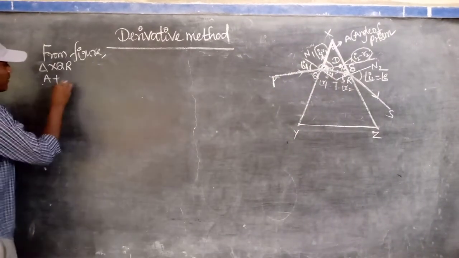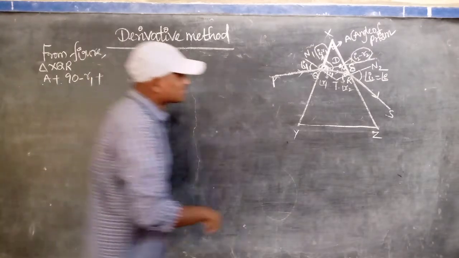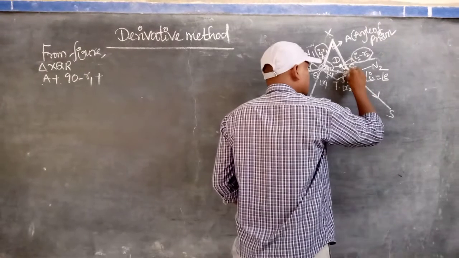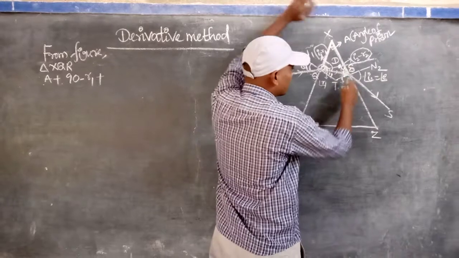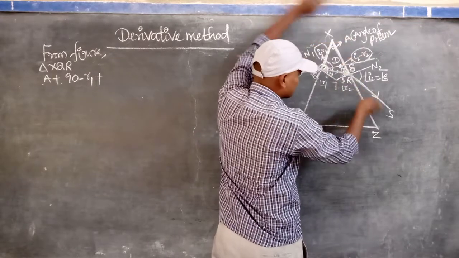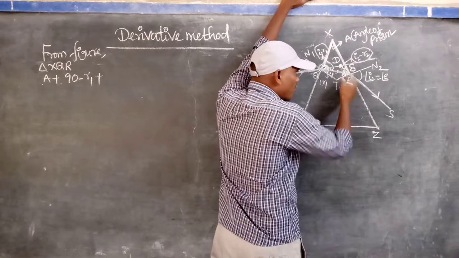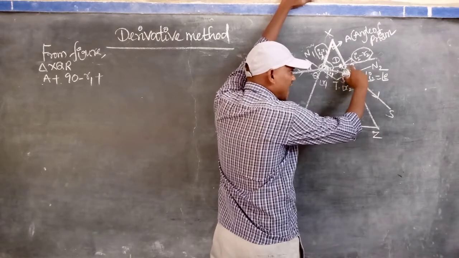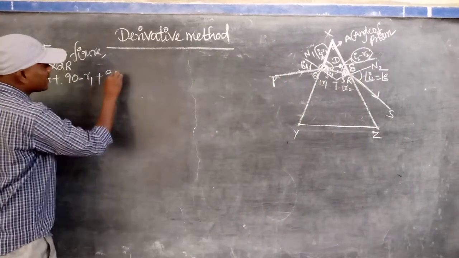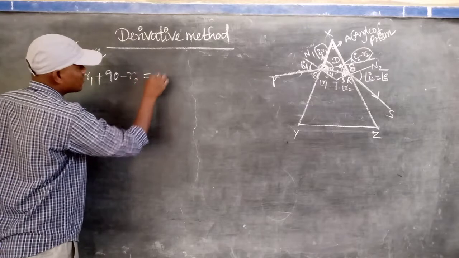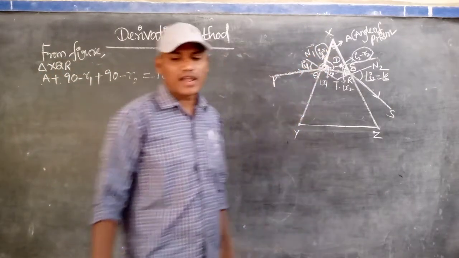So A plus 90 minus R1, plus, in the same way, this part also is 90 degrees. This is R2, and we want only this one. Listen very carefully. This angle from here to here is 90 degrees, this is R2, so we want 90 minus R2. Then 90 minus R2 is equal to what is the total degree? 180 degrees, because it is a triangle.